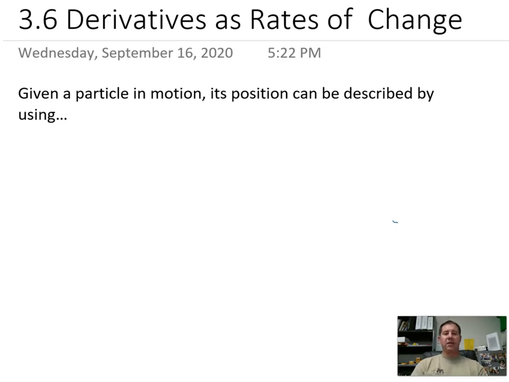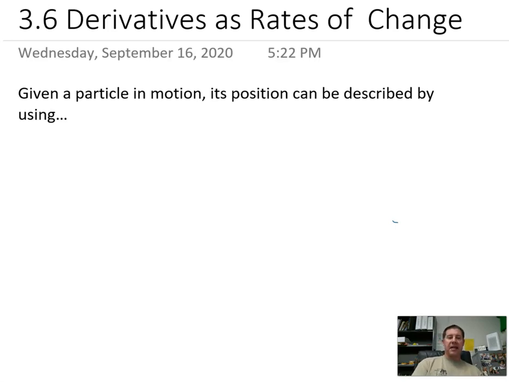Good morning, boys and girls, and welcome to Derivatives as Rates of Change. This should be a fun one for you if you are a physics person. All my physics kids, I think you've dealt a lot with the ideas we're going to cover in this unit before, already in physics, so it should be a quick little refresher. And if you're not in physics, this is a fun way we can apply a lot of the topics we are talking about in calculus to something a little bit more practical.